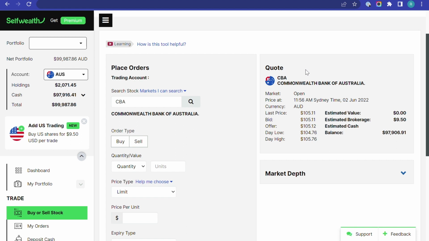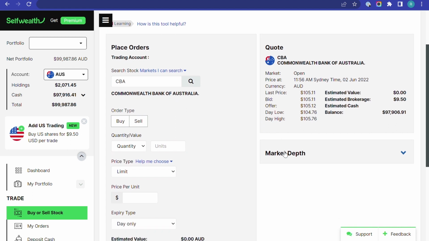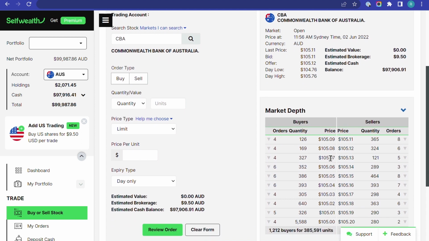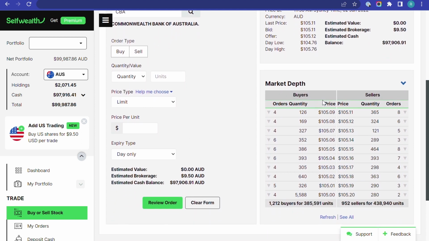You'll be provided with a quote for the day, such as the current bid, the current offer, the last traded price, the daily low, and the daily high. Below the quote, we have the market depth, which shows us how many buyers and sellers exist for the stock at the moment. Keep in mind that this data is not live, so if you'd like to refresh it, either click on the refresh button below or hit F5.